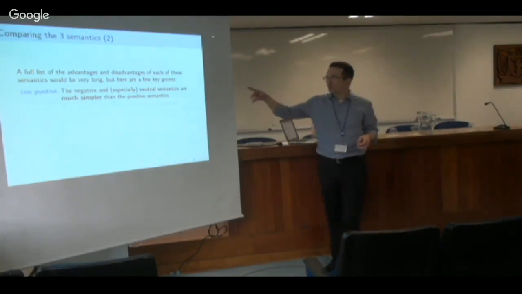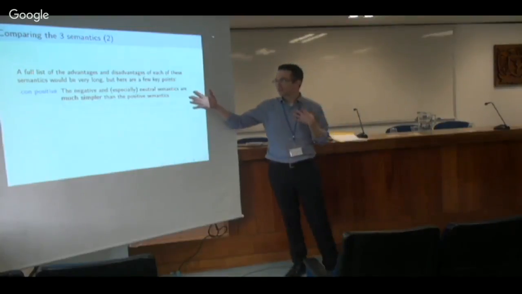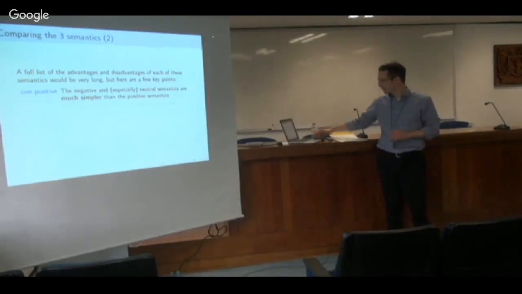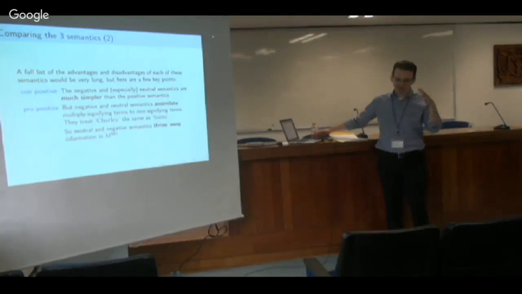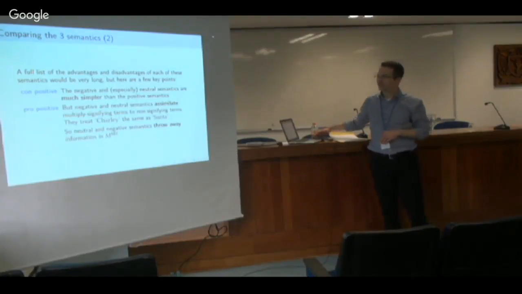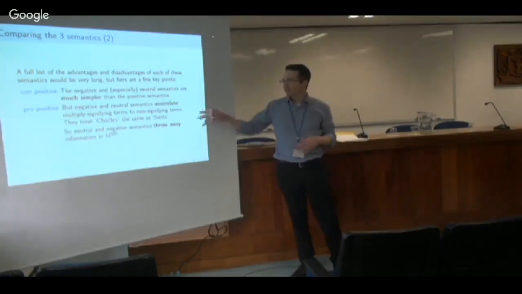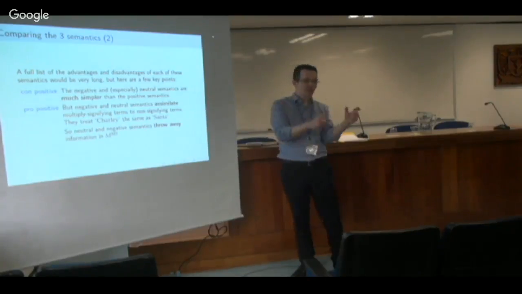The main negative of the positive semantics in my mind is that the negative and neutral semantics are just simpler than the positive semantics. You saw how complicated it got getting it to work. And like in the negative semantics, right, you get to use the classical rules of first-order logic. So you don't have to have these weird logical systems. The main pro in my mind of using the positive semantics, though, is that negative and neutral semantics assimilate multiply signifying terms to non-signifying terms.